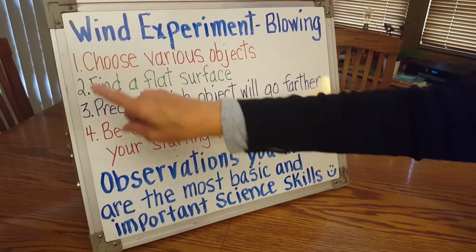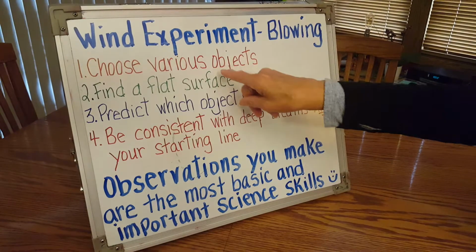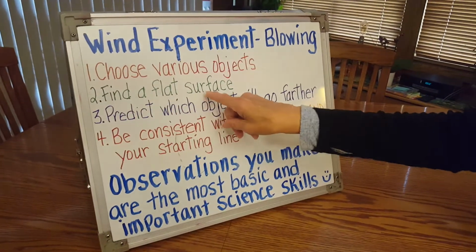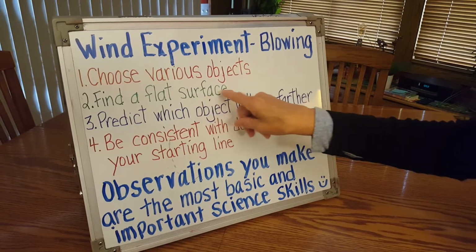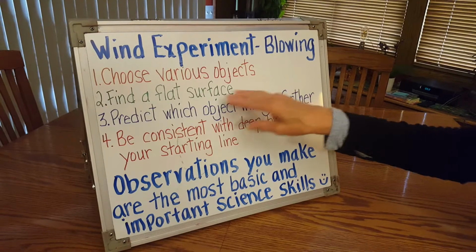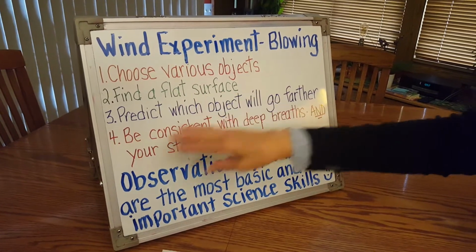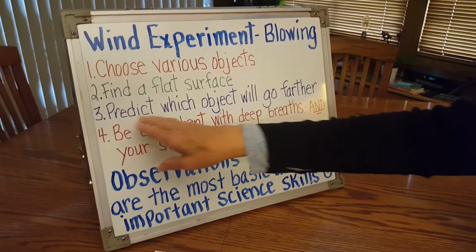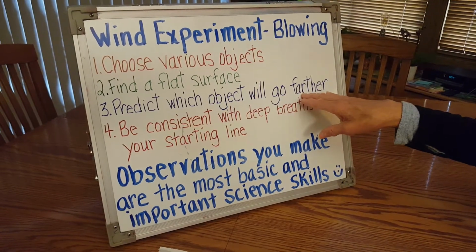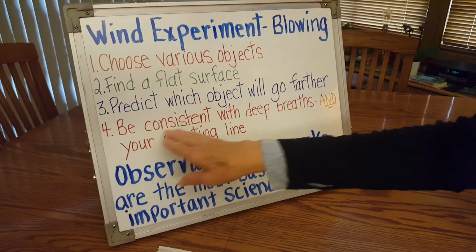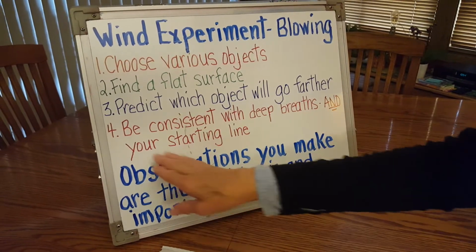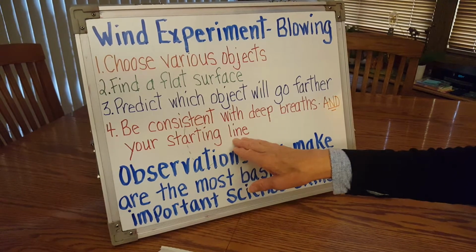So number 1 says, choose various objects to find a flat surface. I'm going to use our table today. You might want to use the floor or the counter, as long as it's flat. 3, predict which object will go farther. 4 says be consistent with deep breaths and your starting line.